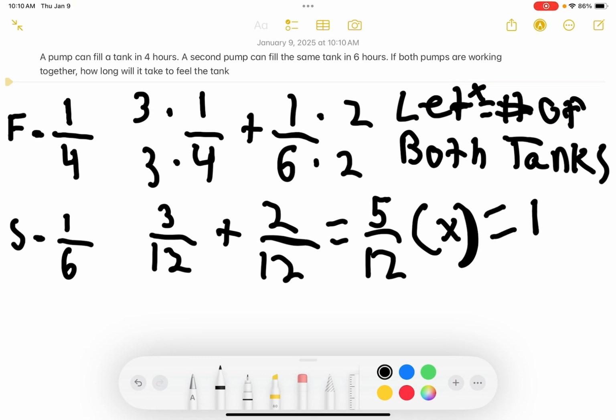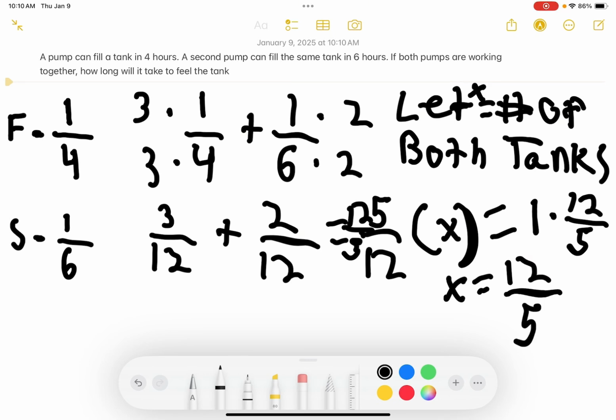How do we get x by itself? We got to multiply 5 over 12 by the reciprocal, 12 over 5. So x equals 12 over 5. And then let me see, what's 12 divided by 5? I'm doing that real quick. Give me 1 second. 12 divided by 5 is 2.4.